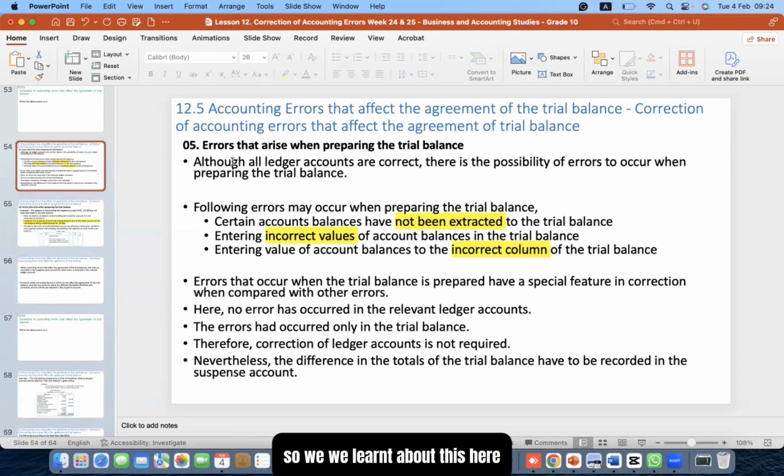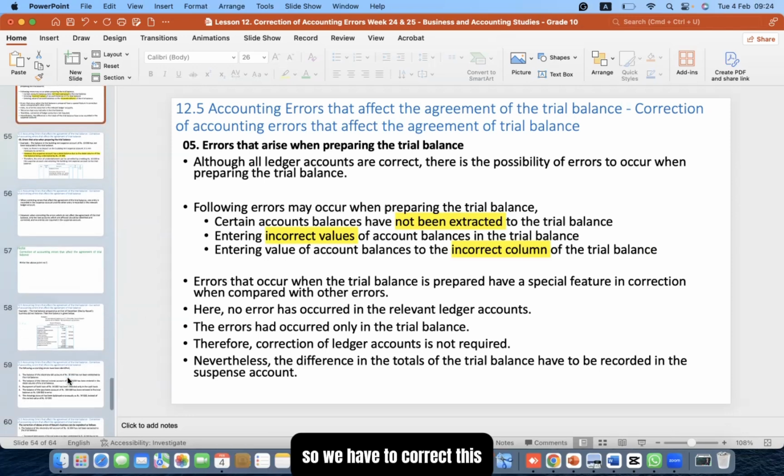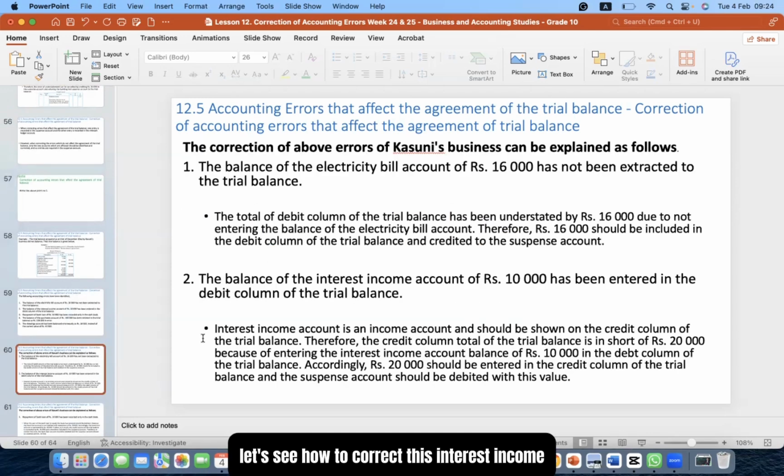So we learned about this here. Errors that arise when preparing the trial balance. See, entering value of the account balances to the incorrect column of the trial balance. So we have to correct this. Let's see how to correct this.